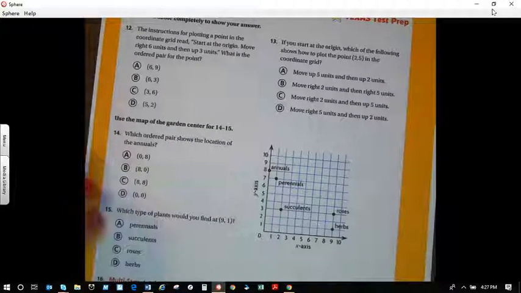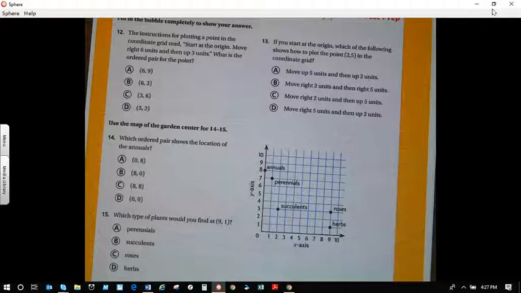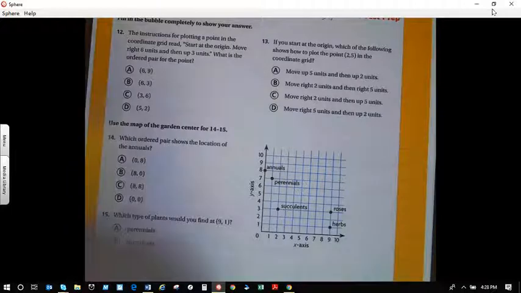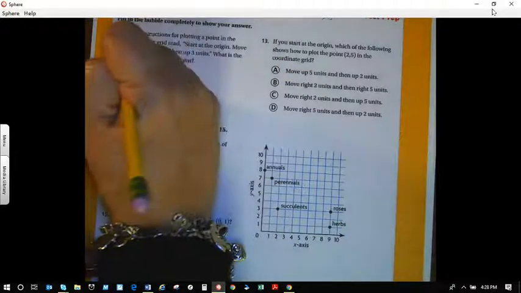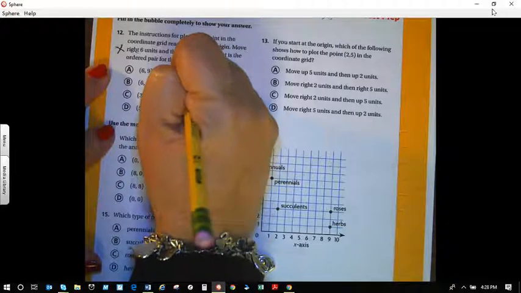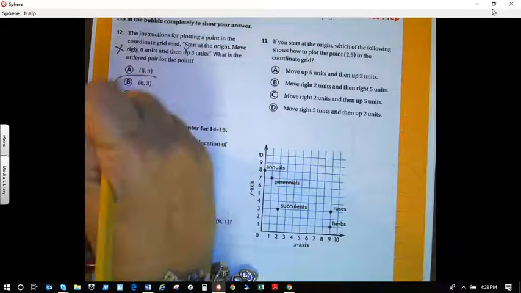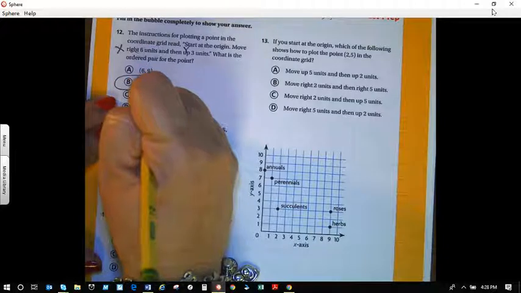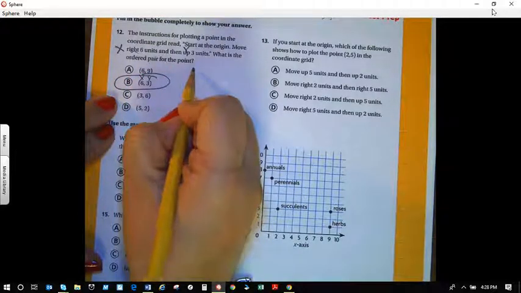Now let's look at number 12, because we're doing all of them. Number 12. The instructions for plotting a point in the coordinate grid read, start at the origin. So I'm going to start at the origin. Move right 6 units and then up 3 units. What is the ordered pair? Well, I know I'm going to move right, which is my X, and then up, which is my Y. And so it's going to be B. This is X and Y. I need to move 6 over and 3 up.